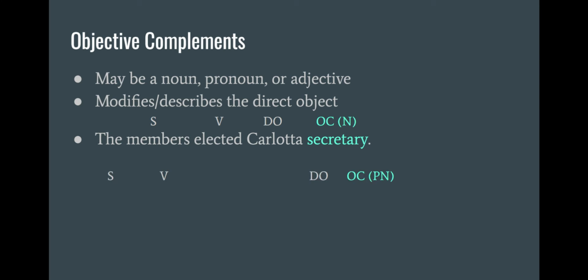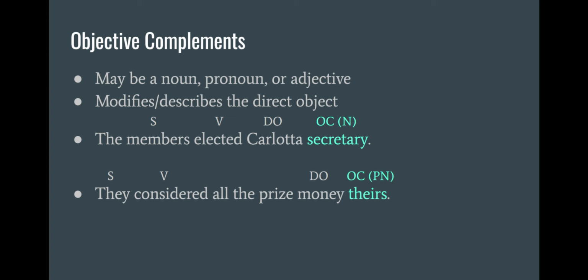Okay. Here's another. They considered all the prize money theirs. So we've got the subject they, the verb considered, the direct object money, because they considered what? The money. And then the objective complement is the pronoun theirs, which describes how they considered the money or what they considered the money to be. Okay.